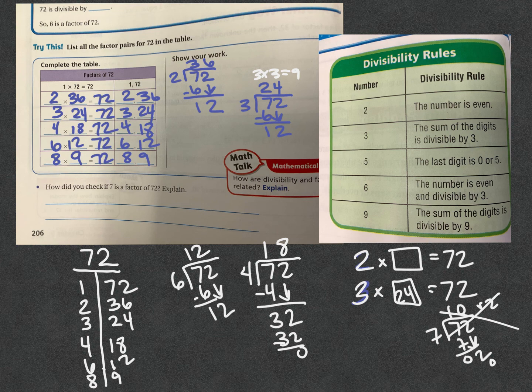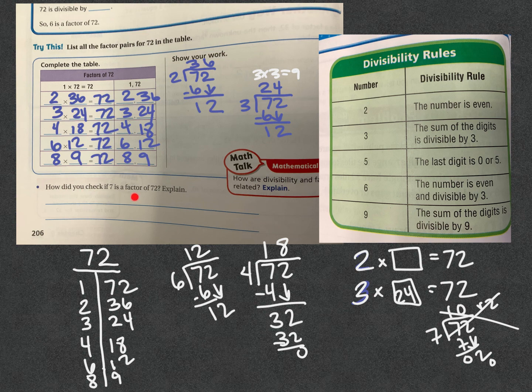And now I don't need to check for after 8. There's 8. I don't have to check after 8 because it's already there. 9. 9's the next number, right? So I'm done. That's all of them. 1, 2, 3, 4, 6, 8, 9, 12, 18, 24, 36, and 72 are all of the factors of 72.